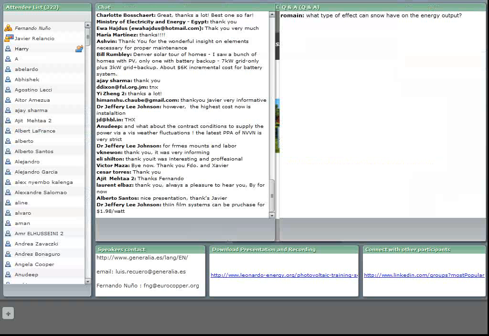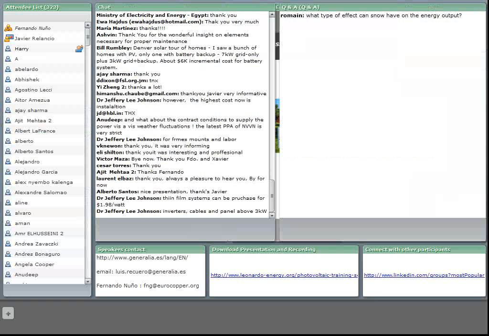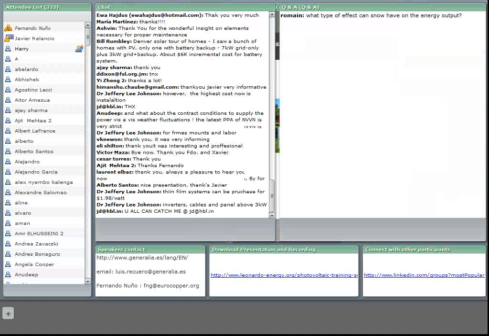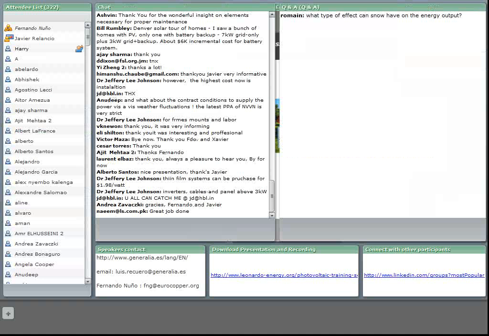Okay, well, I have selected this question because I have already seen one similar to this in the last webinar also. So, the question would be, what type of effect can snow have on the energy output? So, well, obviously, if the panel gets covered by the snow, then we may expect no production from that panel because it is covered and no sun might get to the panel.